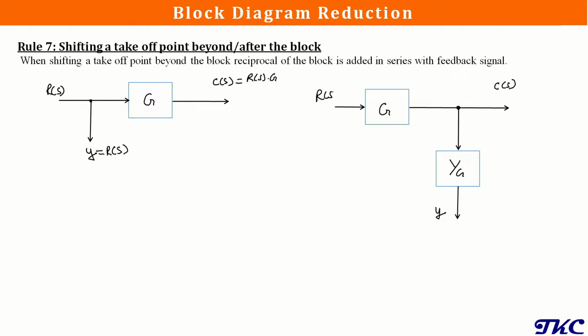So input is R of S. Now if we want to find what is the value of signal after this block, it is R of S into G, so output will be R of S into G.